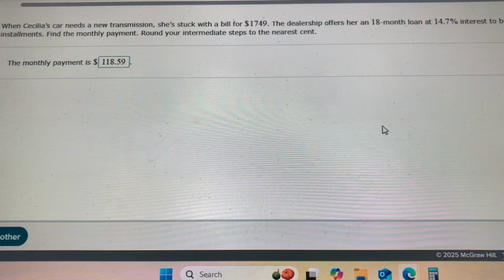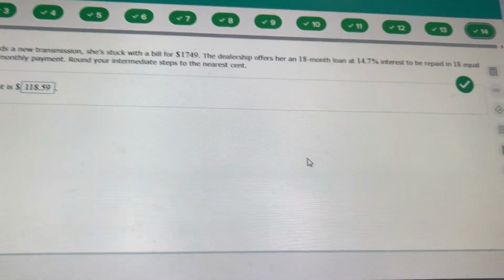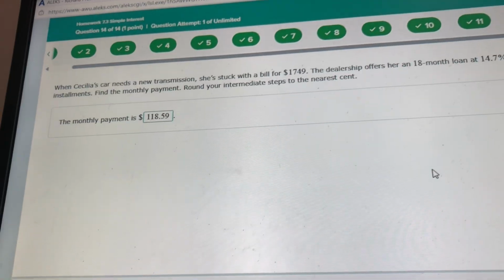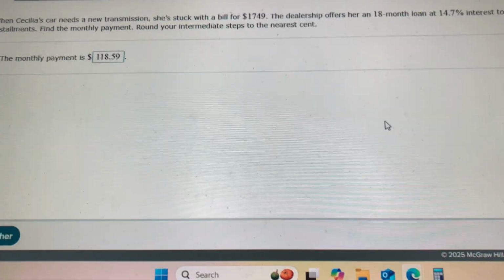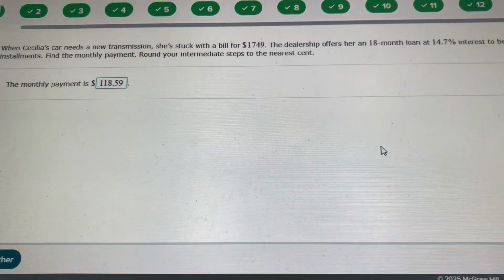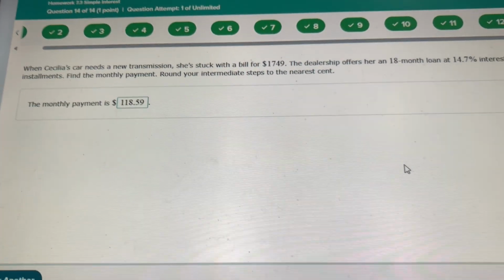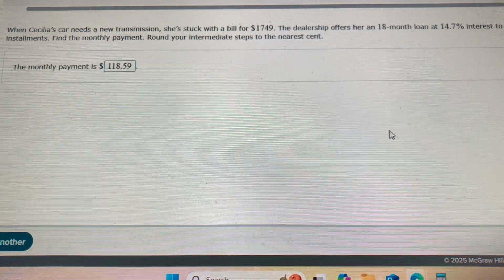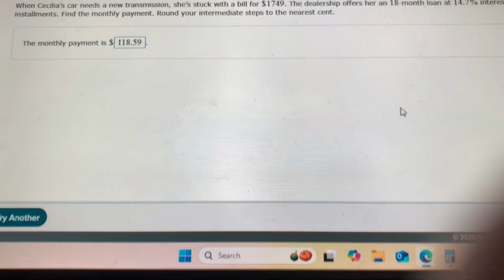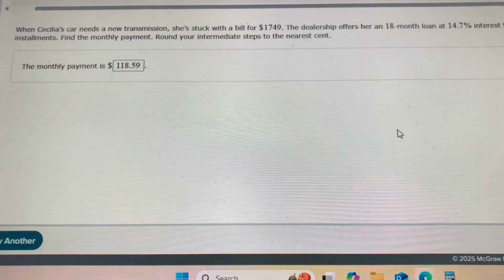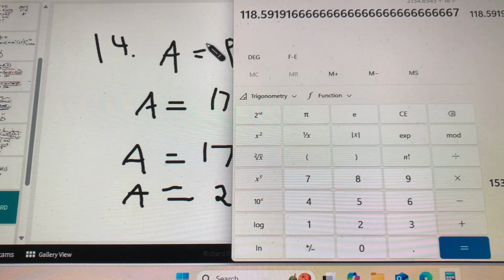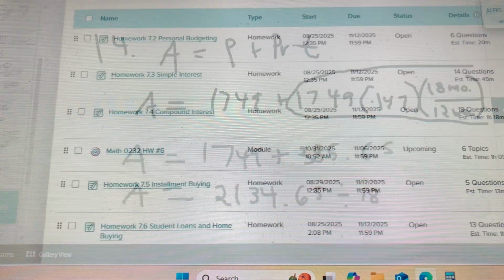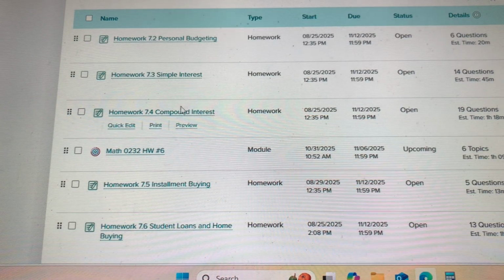Okay, so you can't see it, but all the problems are green right now. We're done with section 7.3. 7.3 was simple interest. Let's close that one. 7.3 simple interest. So compound interest is similar.